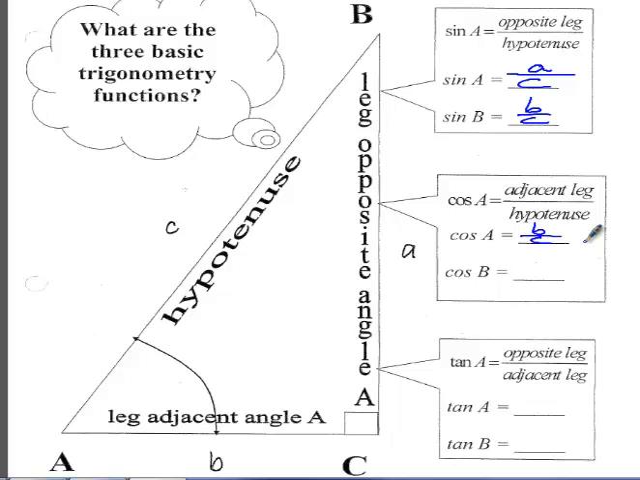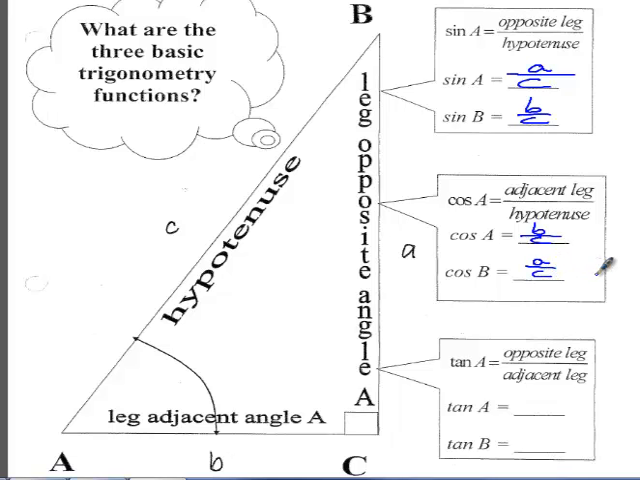All right, so what's cosine of big B? Which side is adjacent to big B? Which side is touching big B? Little a. And what's the hypotenuse? C, so it's going to be little a over little c.